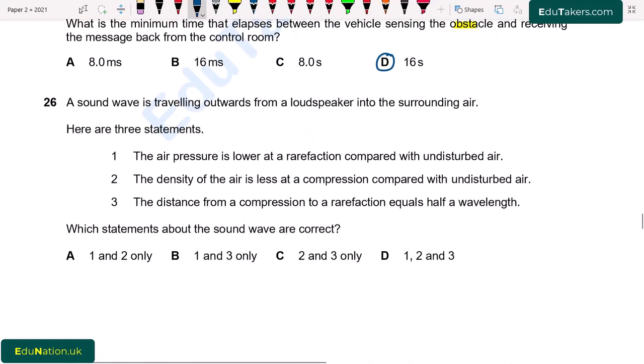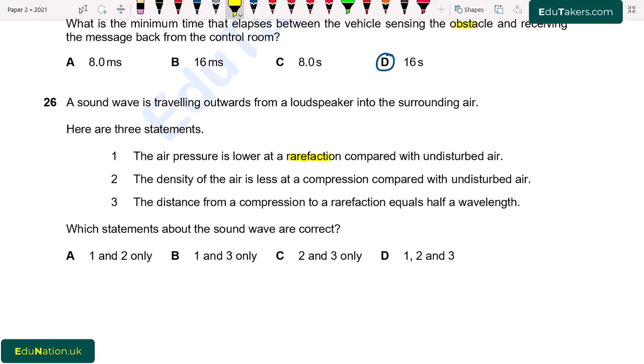Question number 26. A sound wave is traveling outwards from a loudspeaker into the surrounding air. Here are three statements. 1. The air pressure is lower at the rarefaction compared with the undisturbed air. So rarefaction is the region where the particles are far apart from each other, and at that region the pressure is smaller. So this statement is correct.